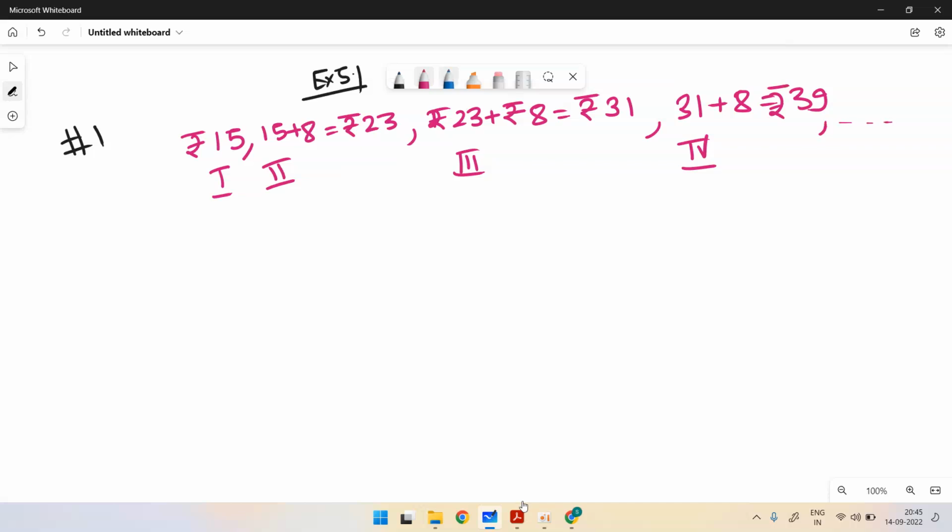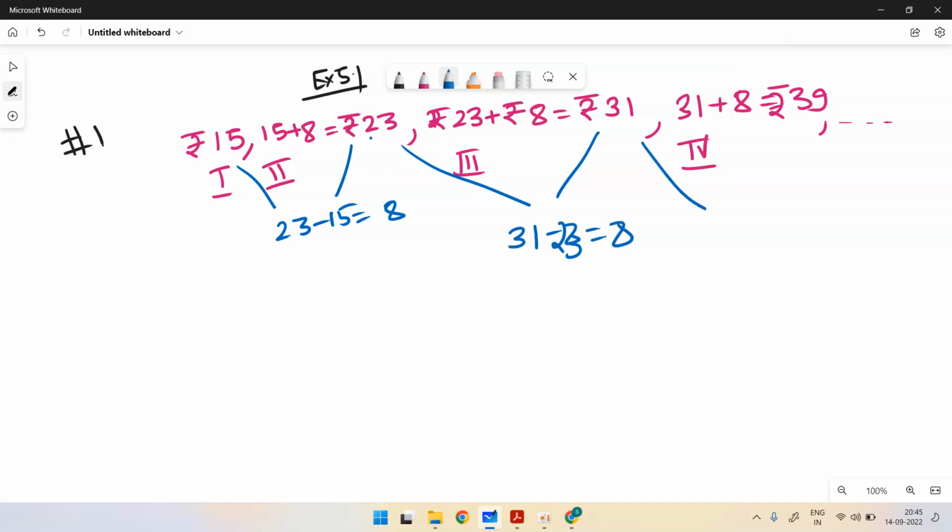Now if you see this, 23 minus 15 is nothing but 8. If you calculate the common difference, 31 minus 23 is also 8, and 39 minus 31 is also 8. So since the common differences are equal, this implies that this forms an arithmetic progression.